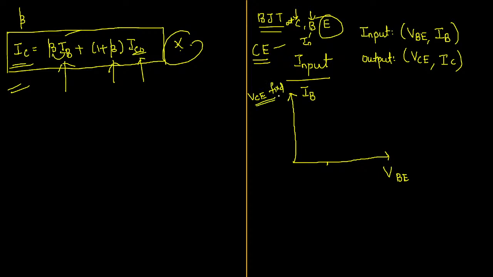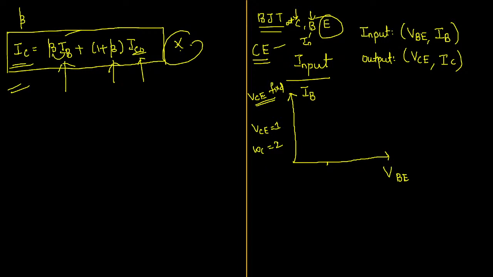Now, in the examination they will give you, for example, that initially the value of collector to emitter voltage is 1. Suppose the value of collector to emitter voltage is increased to 2, what will happen? How will its characteristics be represented?